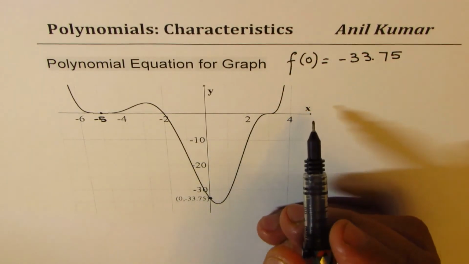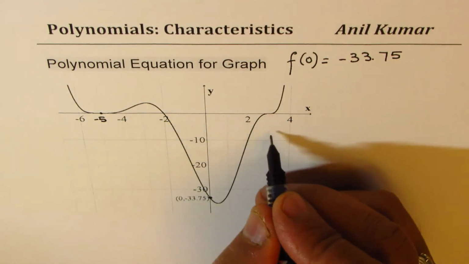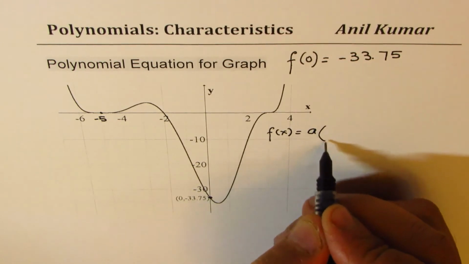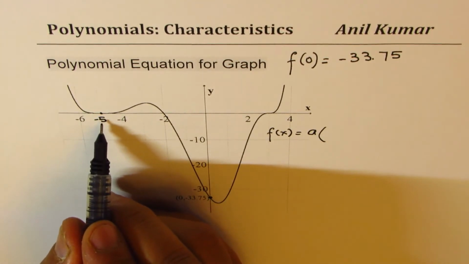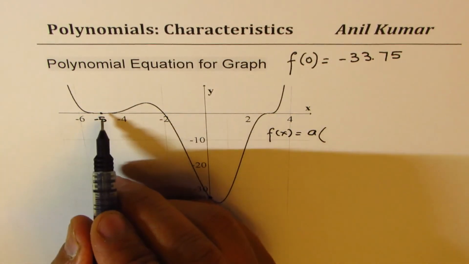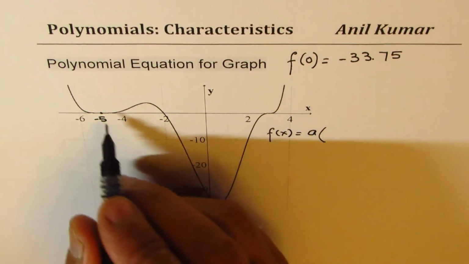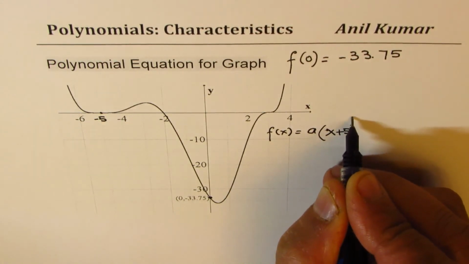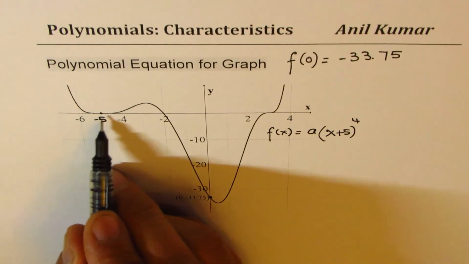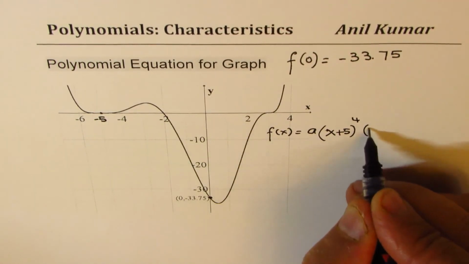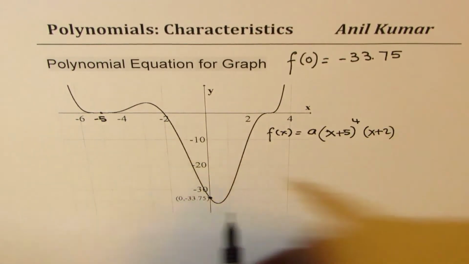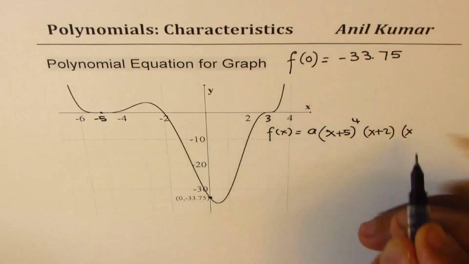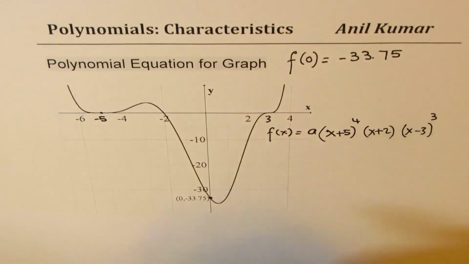Okay, let me give you the solution now. Let's say this polynomial f of x should be equal to a times, very important to write a, and let's begin with the zeros. One possibility is this is very flat, so it is at least order, we'll make it 4, not 2, right? So x plus 5 to the power of 4, because very flat. Now here's linear, we'll write this as x plus 2, linear means degree 1, and then here it is cubic, this point is at 3, x minus 3 whole cube, correct?